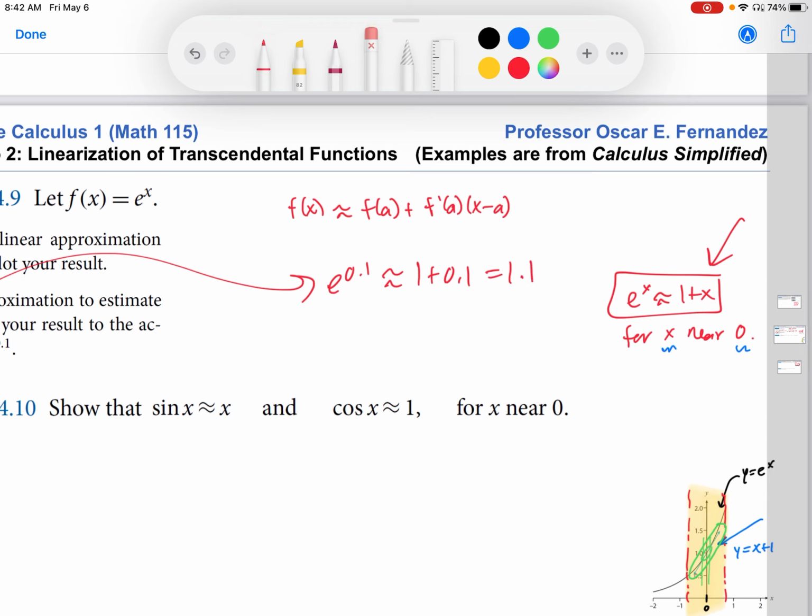You might be wondering, can I use this approximation for any x value? The answer is not quite, so we want to make sure that we are near 0.